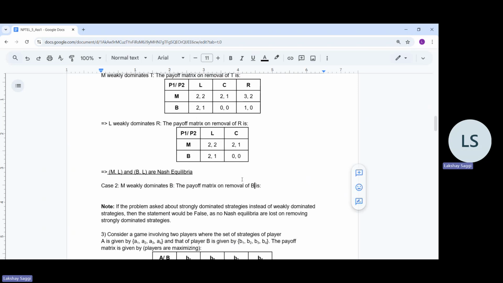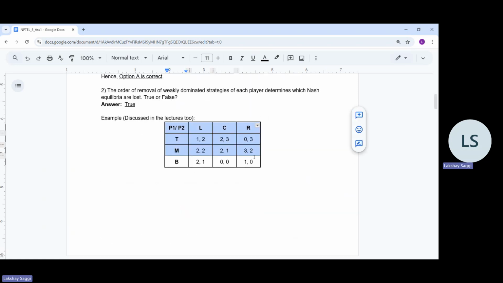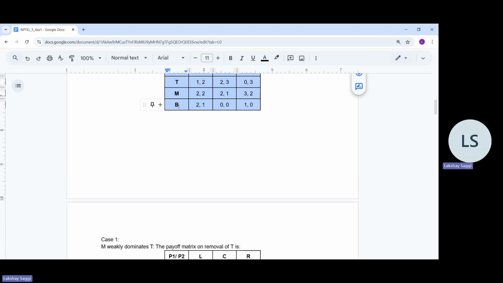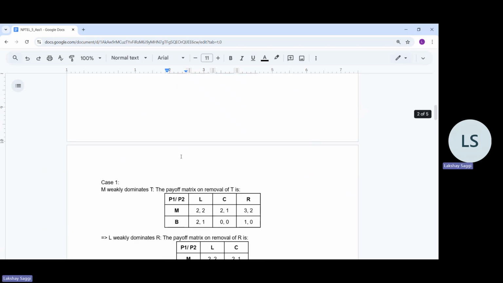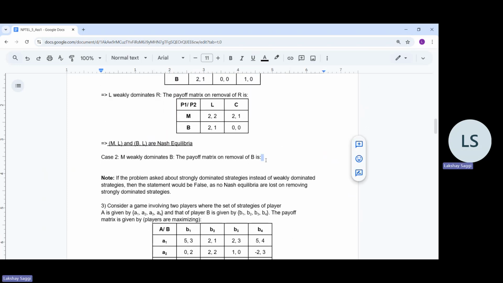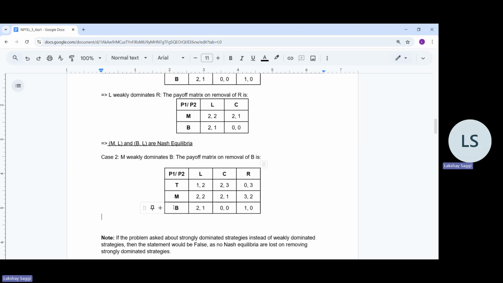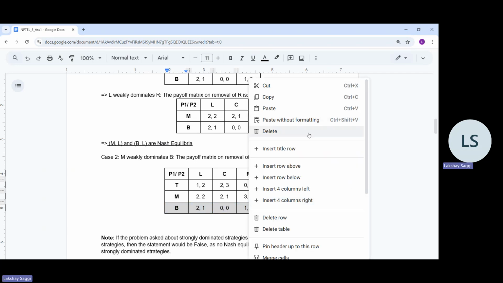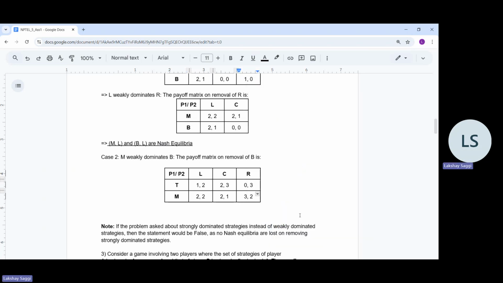And now the payoff matrix on removal of B. What will be the payoff matrix if we remove B here? So what we are doing is, for finding Nash equilibrium, we identify a weakly dominated strategy and just remove it. Earlier we removed T. Now M dominates B, so we'll remove B from here. First I write the whole matrix and then I remove the strategy B, deleting the row. Yeah. So this is the payoff matrix which we are left with.